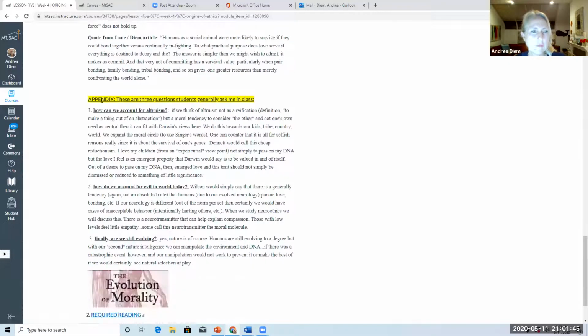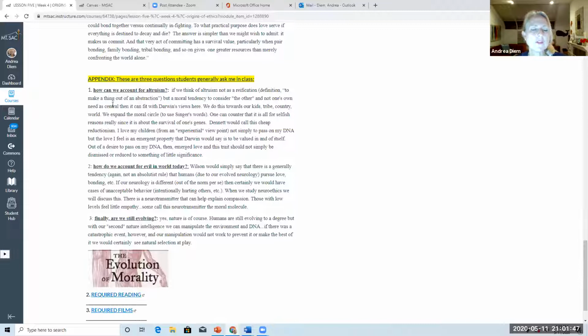Let's hit here to the appendix. Some students in the past have said, well, how do we account for altruism then? If it's truly a Darwinian view, how do we account for altruism? And that is actually interesting, because Darwin says altruism can be explained by evolution.